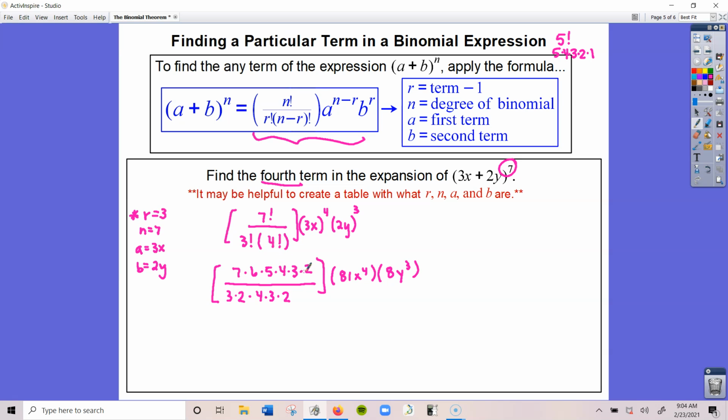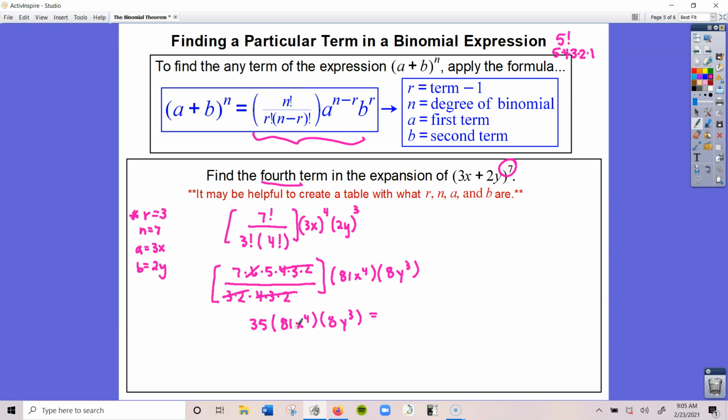We have here 4, 3, 2, same as in the denominator. Then 3 times 2 is also 6, so I can cancel out this 6. So really, all we have left here is 7 times 5, which is 35, times 81x to the 4th, times 8y to the third. So now we just need to multiply these numbers together.